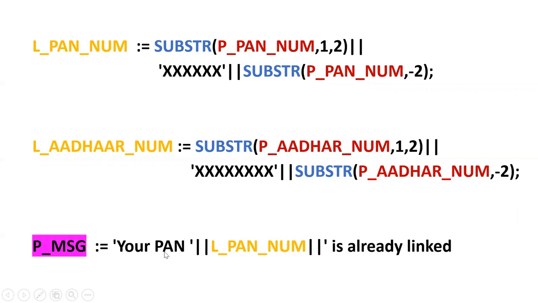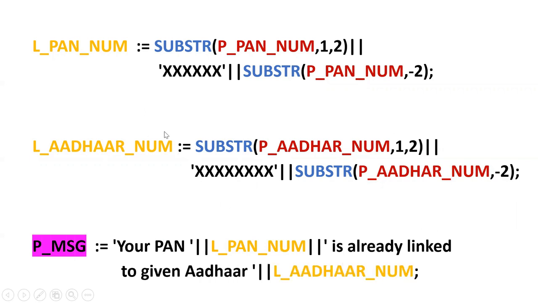So your PAN number is already linked to the given Aadhaar number. This is the user message. If all the exceptions are satisfied, then we go to this block and give this message to the user. Hope this is clear.